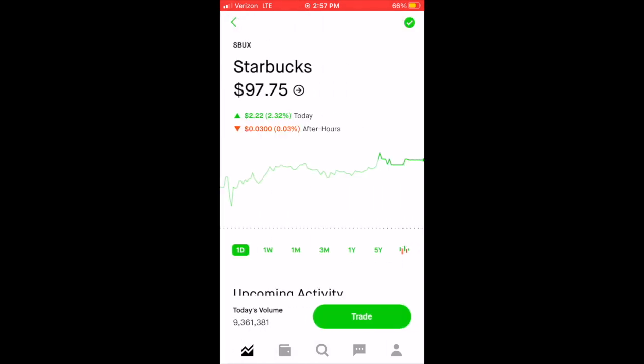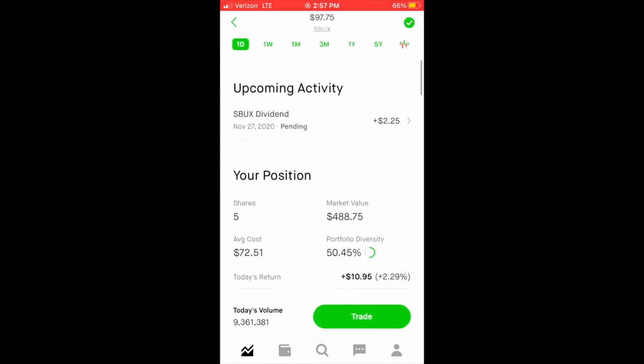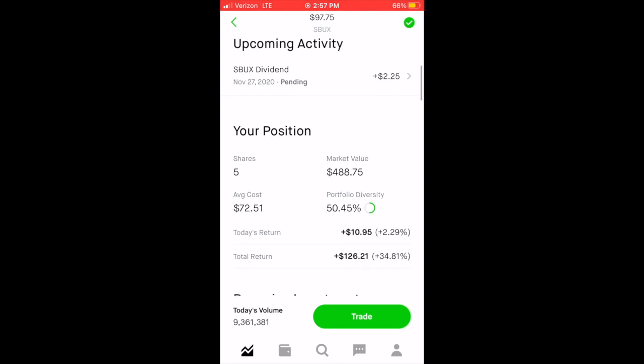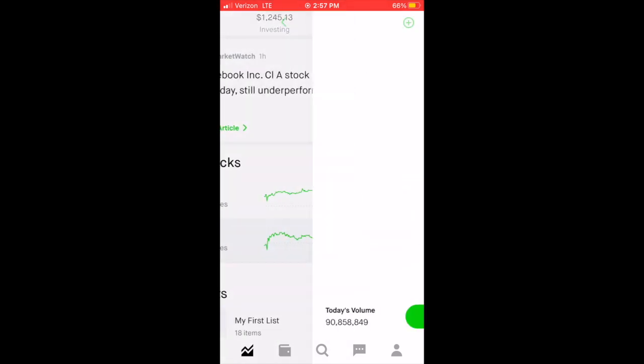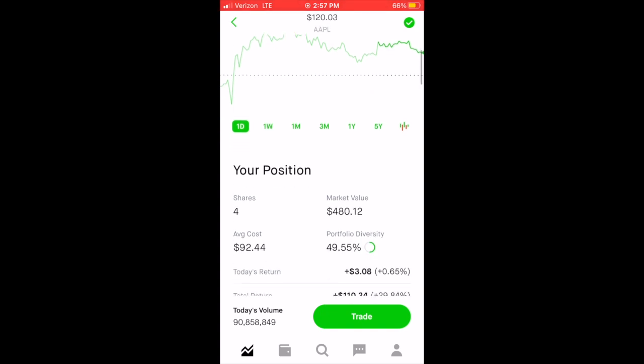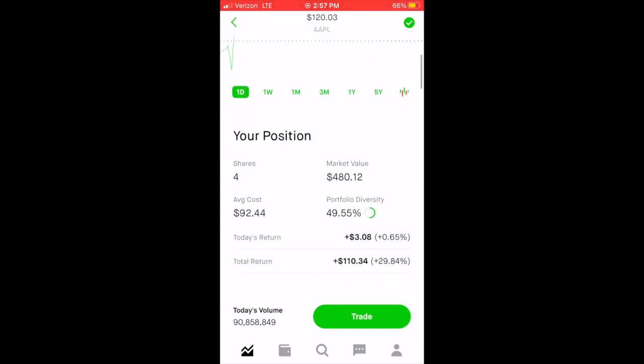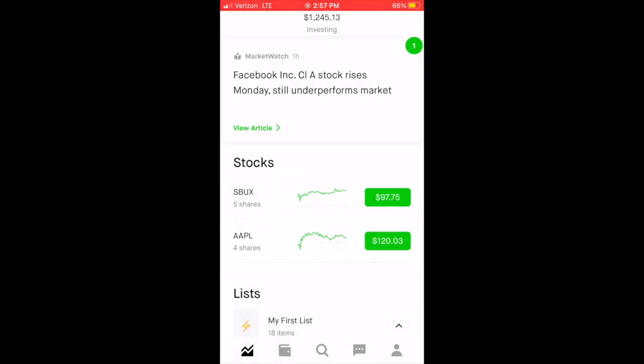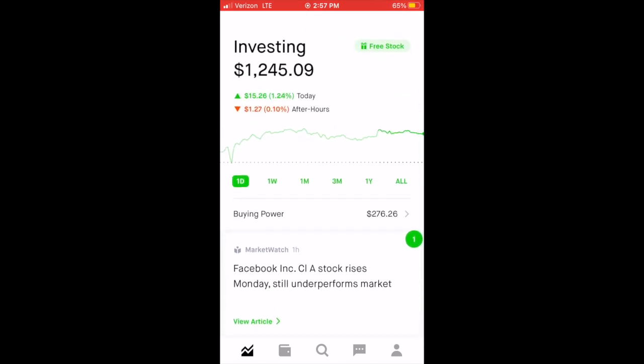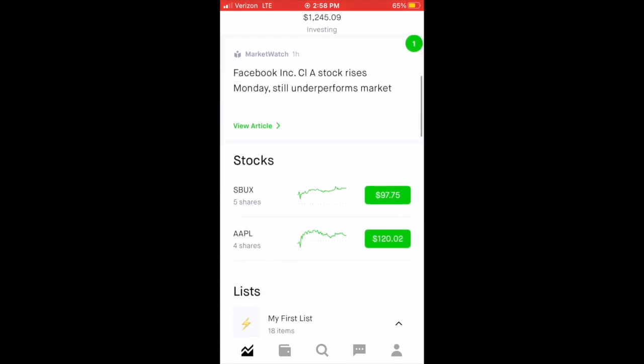So she has Starbucks and Apple, as you guys can see there. And I think I got her in at 72.51, and she's up almost 35% on Starbucks. And then on her 4 shares of Apple, she is up almost 30%, average cost 92.44. So she did pretty good on those. Still working on getting her into it more, guys. Work in progress. But anyway, we're going to be covering how to buy stocks on this app, and we'll go ahead and use Starbucks as our volunteer for this video.